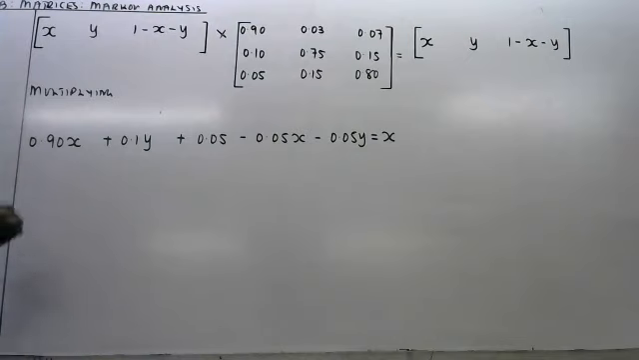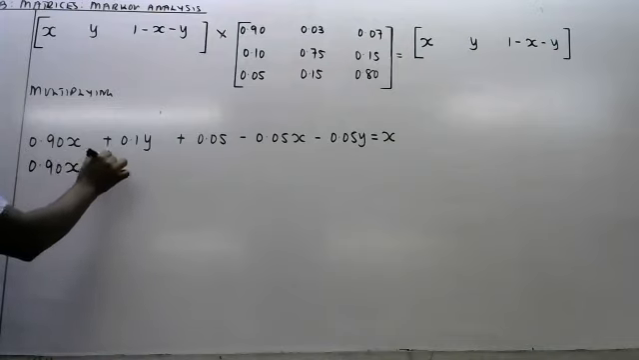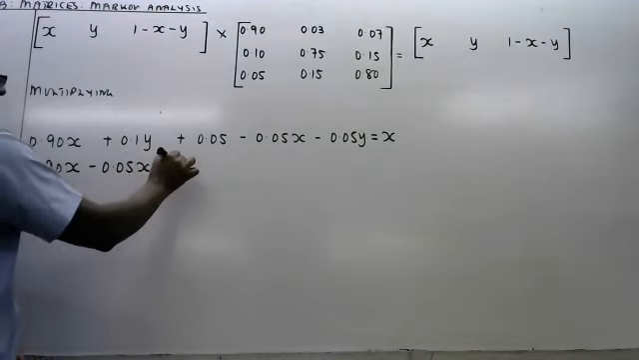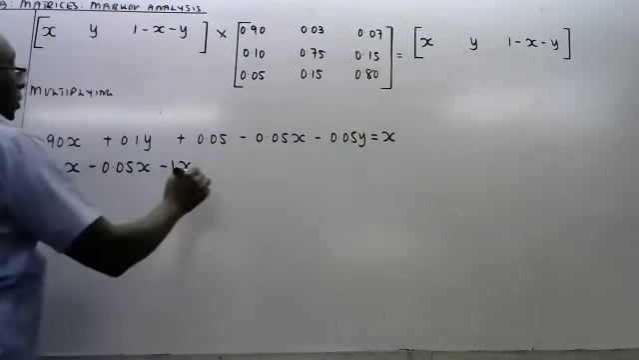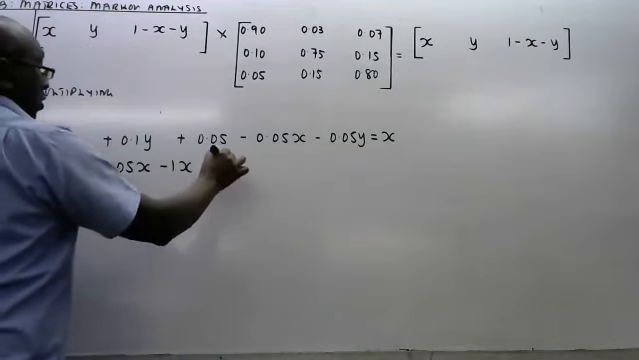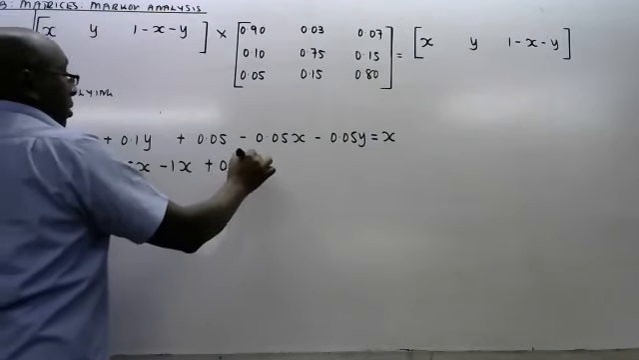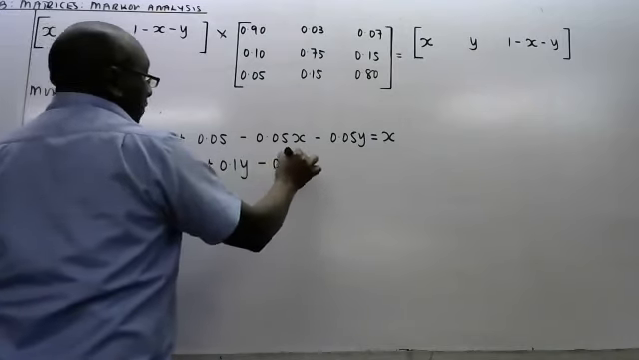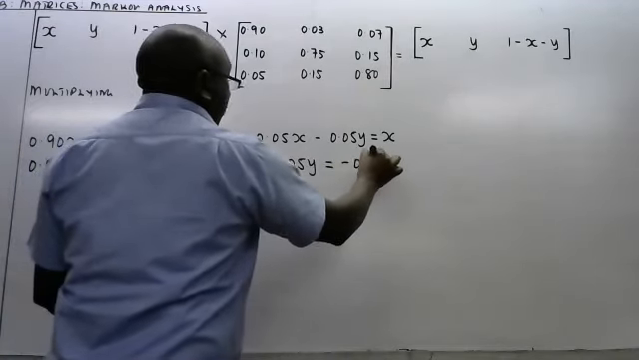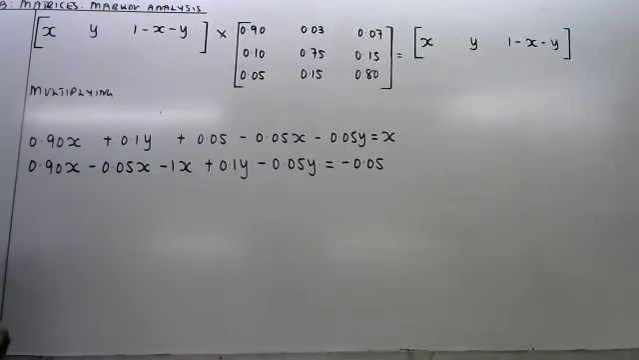So putting like terms together, I will have 0.90x minus 0.05x minus 1x, plus 0.1y minus 0.05y should be equal to minus 0.05. When we seek to put like terms together.